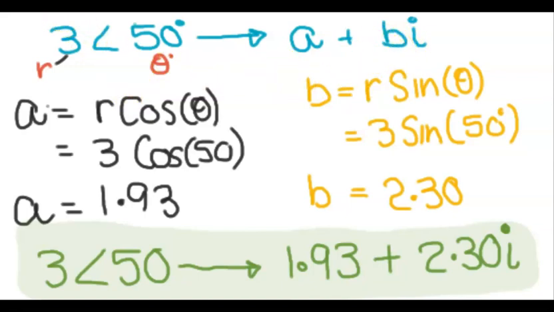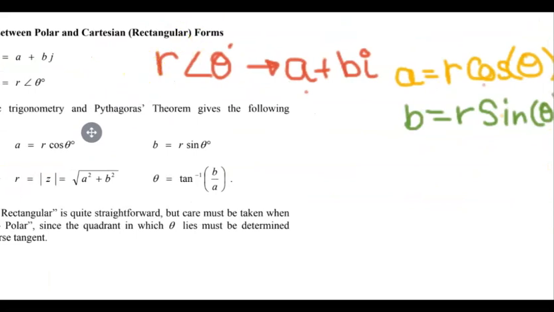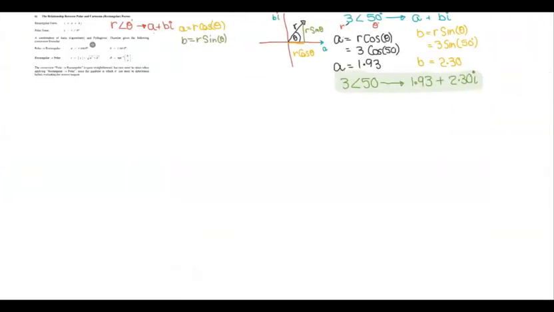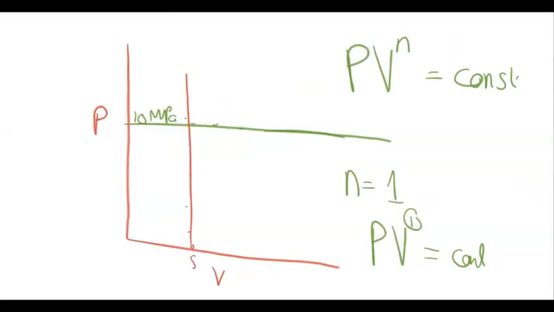Now there are some example questions. I'd like you to do these example questions, which are in the previous one. So these ones, I want you to try these and convert into the Cartesian form. Also, sorry, I'm just going to skip that one. Also, the solutions are here. So 7 angle minus 30, it's there. So first, the best thing is to find out which quadrant it is, so it makes your life a lot easier. So that's a different thing.